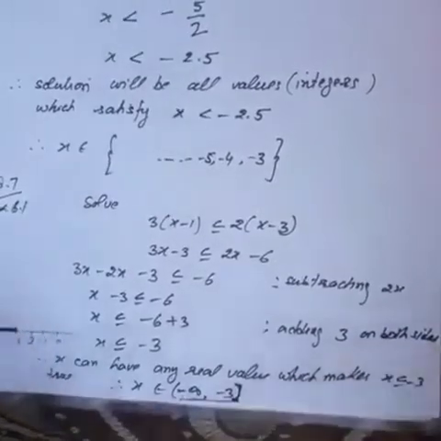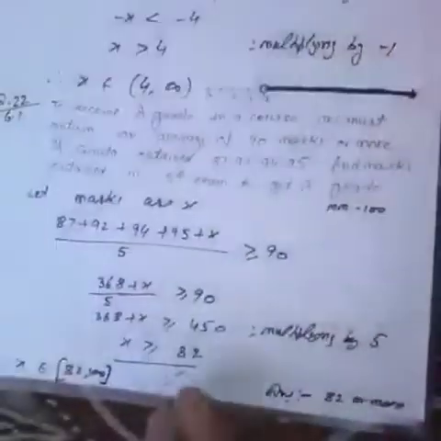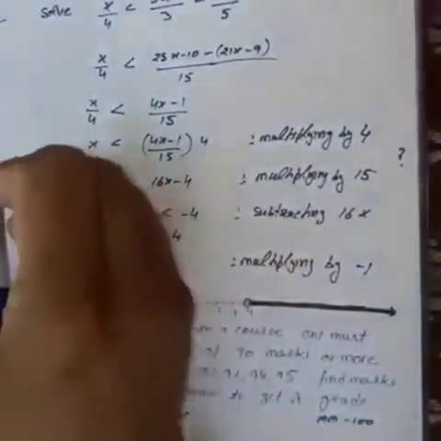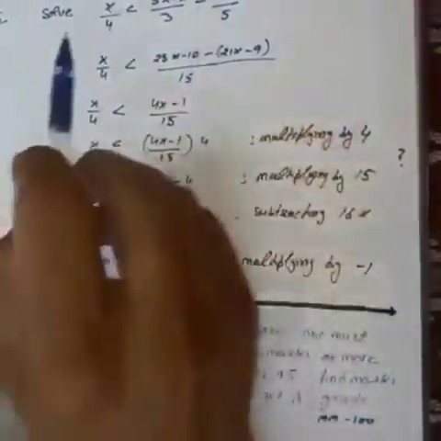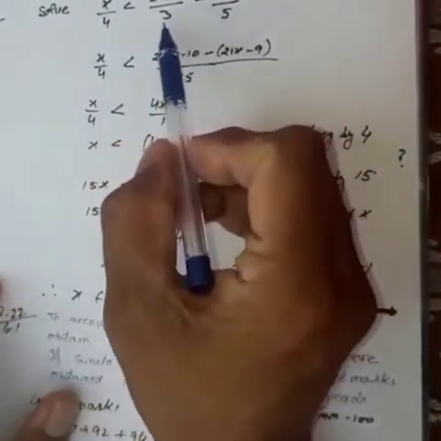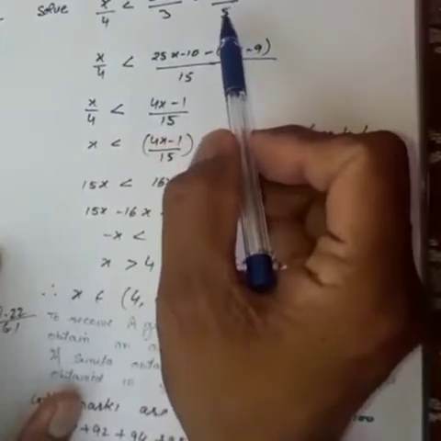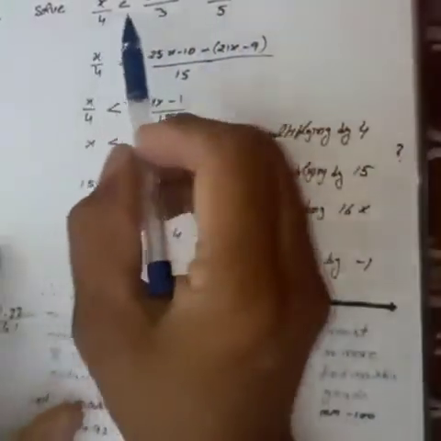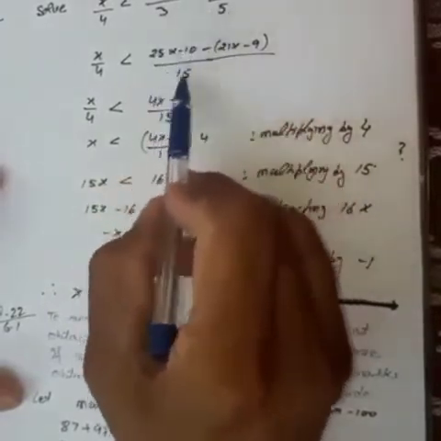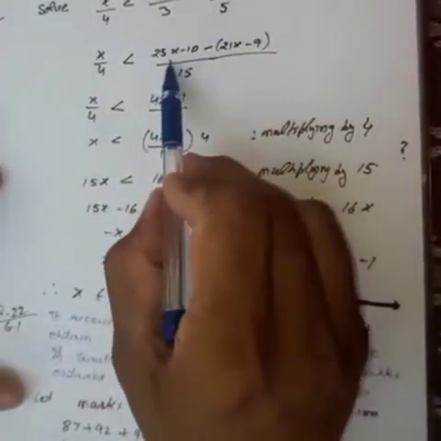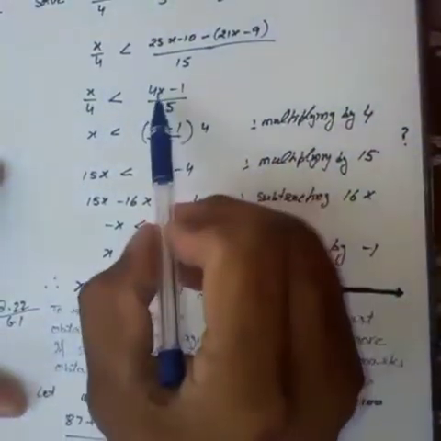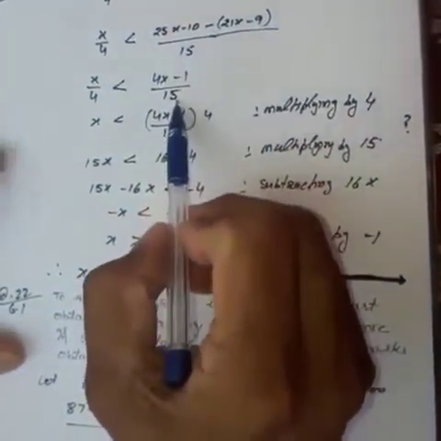I hope it is clear. Then consider question number 15 of the exercise. Now x upon 4 is less than (5x minus 2) upon 3 minus (7x minus 3) upon 5. Solve this inequality. So you take the LCM of this side. It is 25x minus 10 after taking LCM. After simplification, it will be (4x minus 1) upon 15.